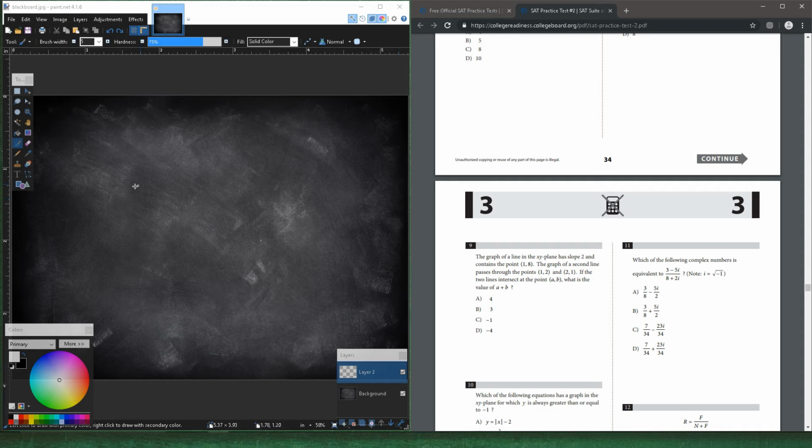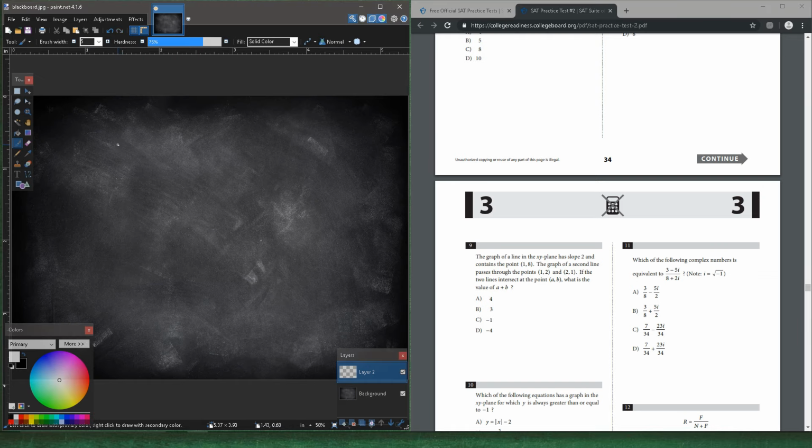The graph of a line in the xy plane has a slope of 2 and contains the point (1, 8). So let's find the equation first. The equation is y equals 2x, since that's the slope, plus some kind of constant. It goes through the point (1, 8), so if x is equal to 1, then that's 2. So we need to add 6 to make 8. So it has a slope of 2 and it goes through the point (1, 8). So this is correct. That's the first equation.